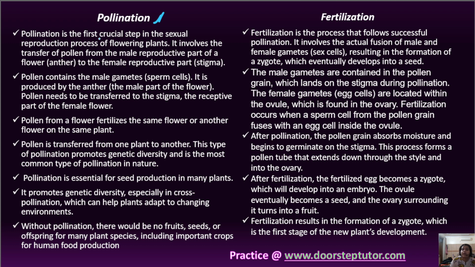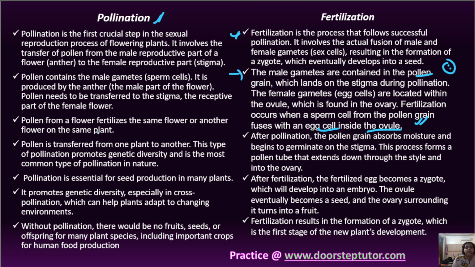Pollination can be of many types on the basis of the agents used. After this, in case of fertilization, the male gametes are contained in the pollen, and they land on the stigma during pollination. The transfer is done, so the pollination is done. The female gamete is located inside the ovule, which is found in the ovary. Fertilization occurs only when a sperm cell from the pollen grain fuses with the egg cell present inside the ovule. So again we can understand that after pollination, fertilization will follow.